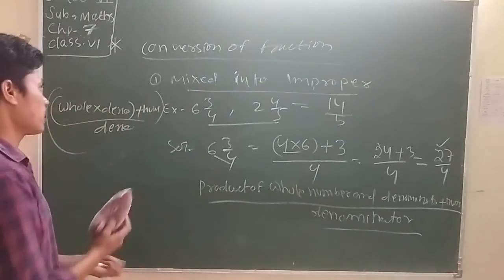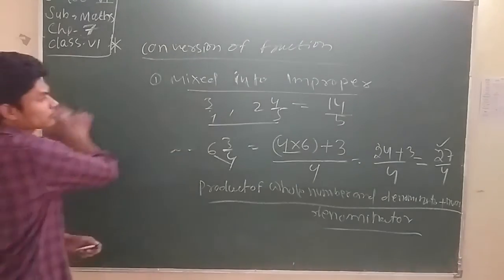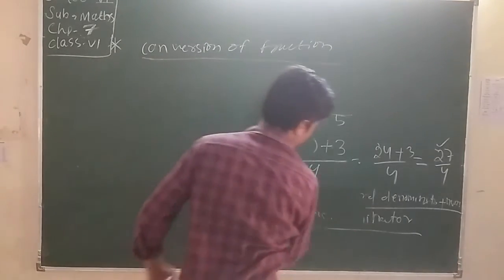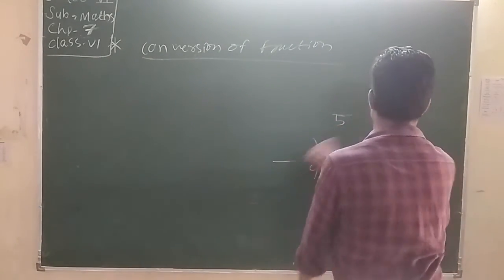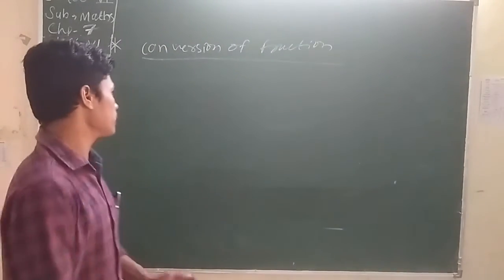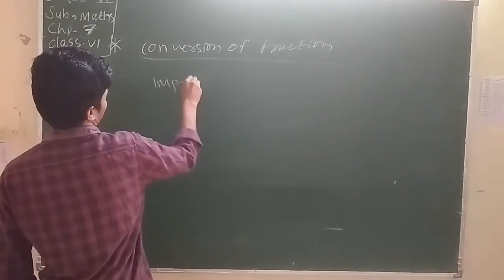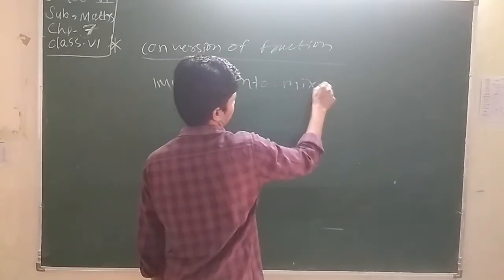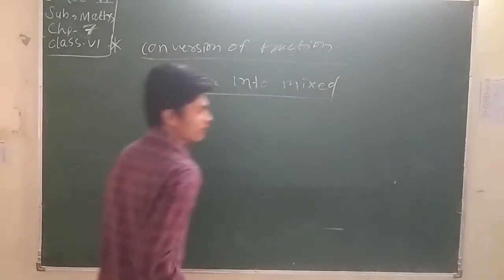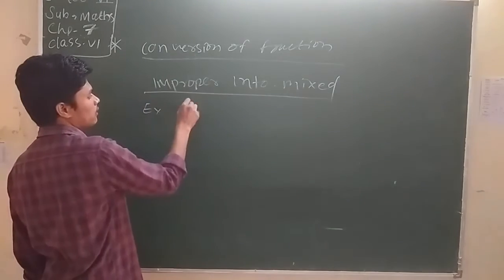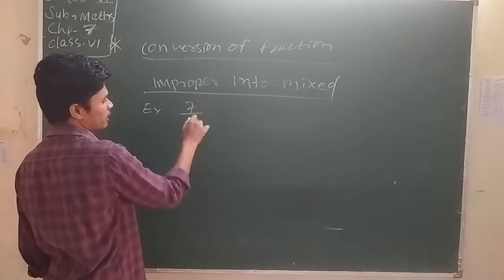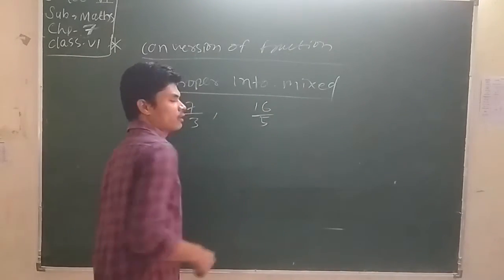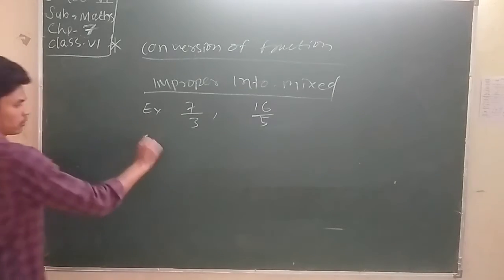Now we learn another one: improper into mixed. How do we convert an improper fraction into a mixed fraction? Here we take examples: 7 by 3 and 16 by 5. See how to do the solution.